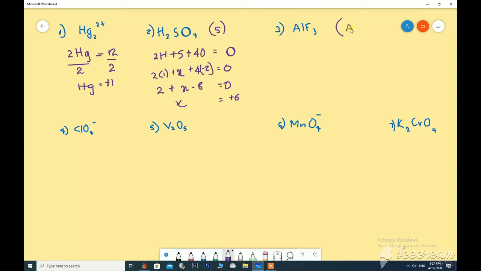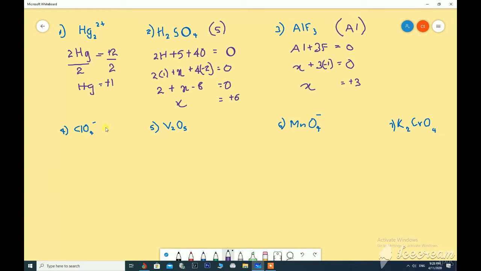Let's find the oxidation number of aluminium here. Aluminium and 3 fluorine atoms. The oxidation number sum should be equal to 0. Aluminium, let's take it as simply x. Fluorine always shows -1. x plus 3 times -1 is equal to 0. x is equal to +3.